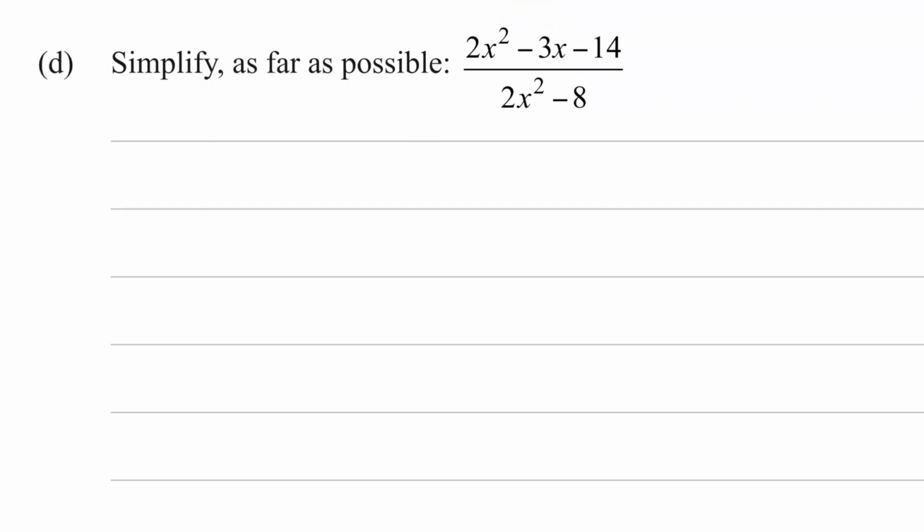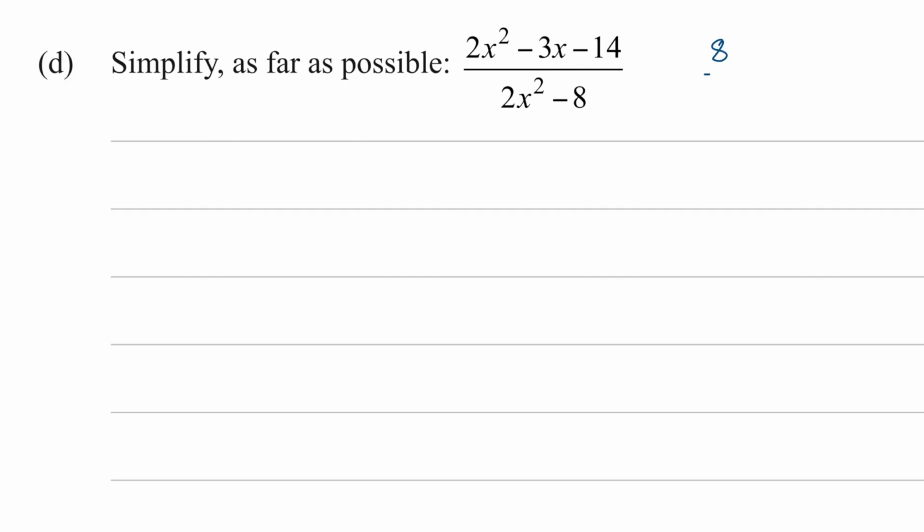And in the denominator, we also have a quadratic, right? Except this one doesn't have that middle term, but that's fine. To simplify a fraction like this, the goal is to find any common factors between the numerator and the denominator and cancel them out.